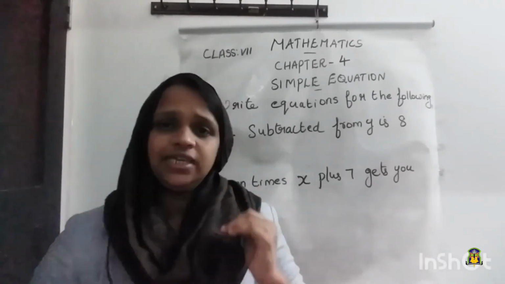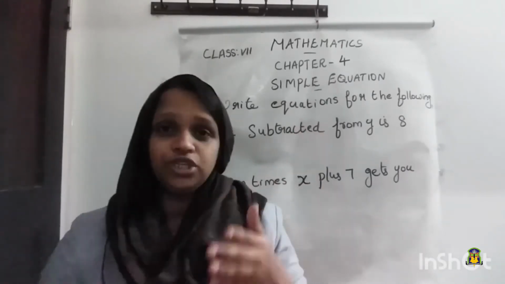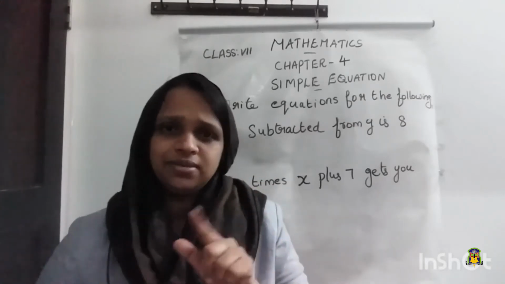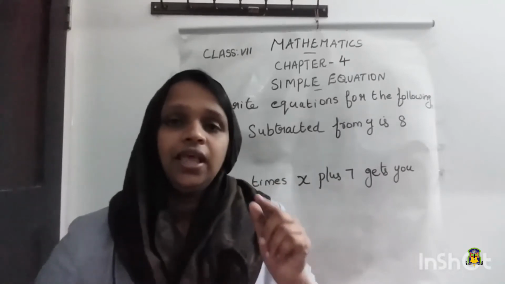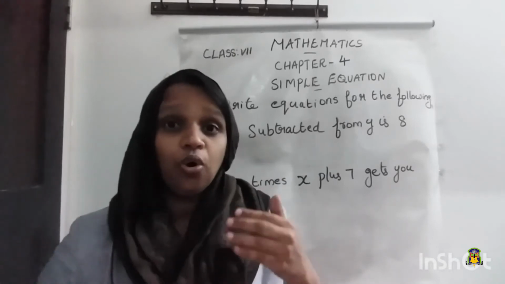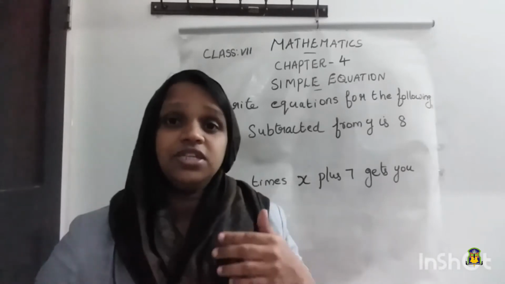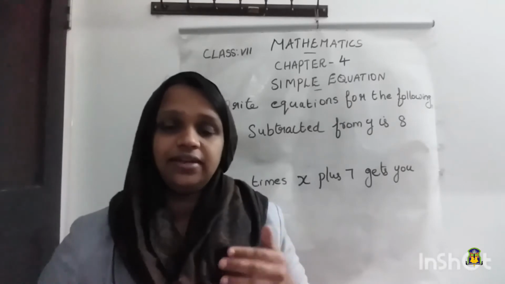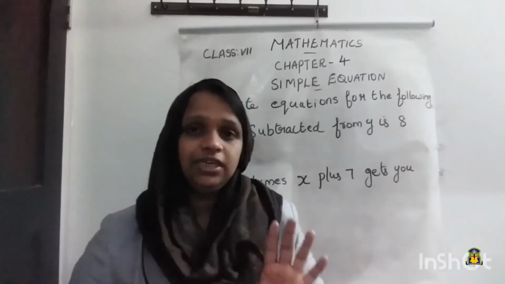There are certain keywords to write a statement in equation form. If you know, sum means plus sign, isn't it? Subtracted, we use the minus sign. Times means multiplication. Of also means multiplication. Twice means 2 times. Thrice means 3 times, like that. Divides means divide. So these are the keywords.